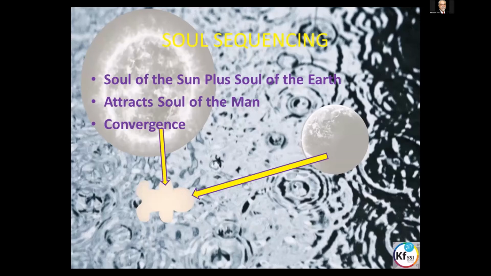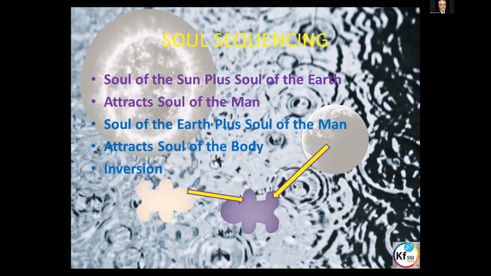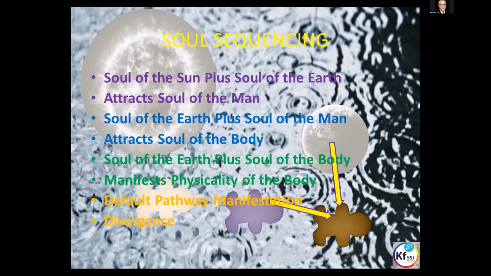So we find that a tornado has a lot of power, but it loses that power because it's going the wrong way. We have to see how we got here. The soul of the sun plus the soul of the earth was attracting the soul of the man. And that's part of the convergence here. But once we had the soul of the man, then that with the soul of the earth attracted the soul of the body, you see. And the soul of the body had to have an inversion because it had to have a link. And then the soul of the earth plus the soul of the body manifested the physical body.